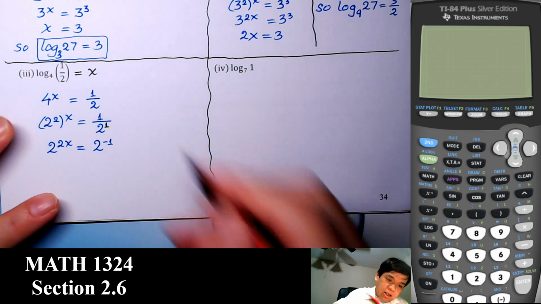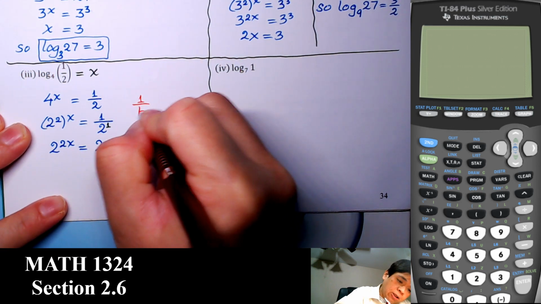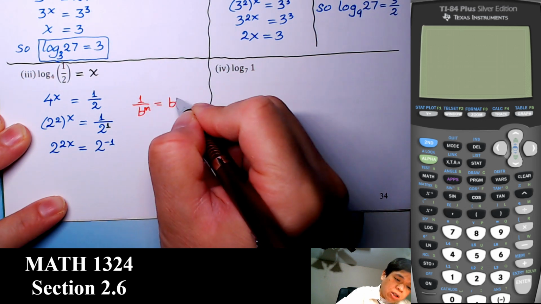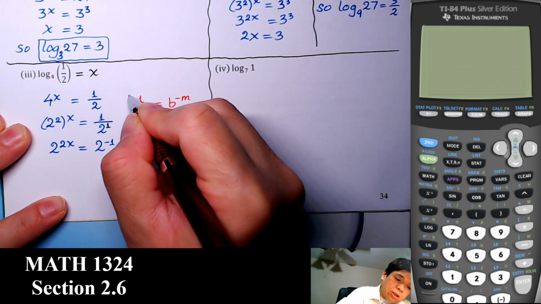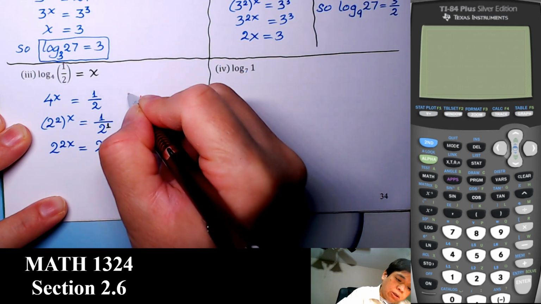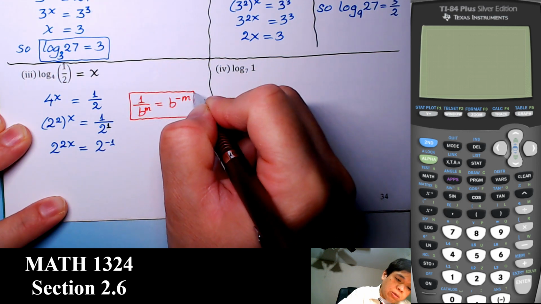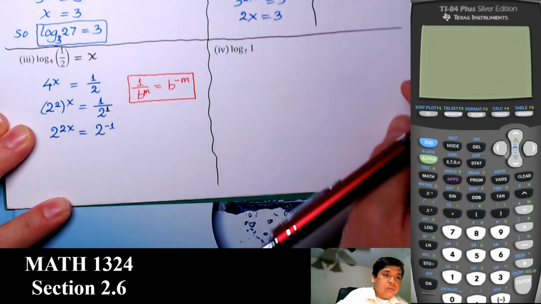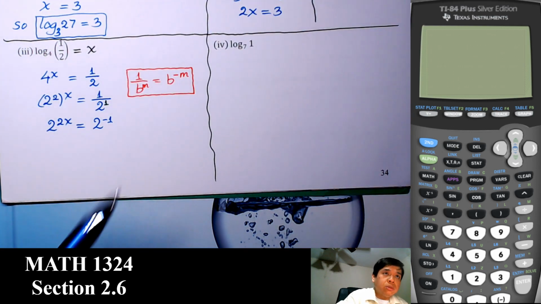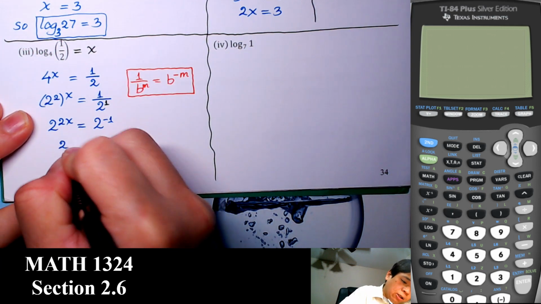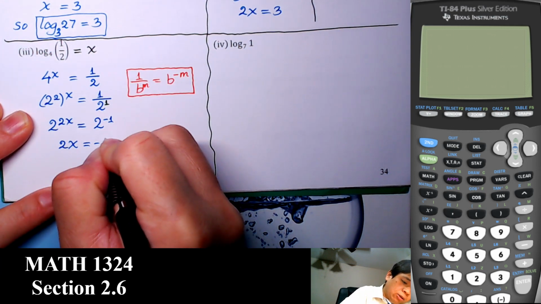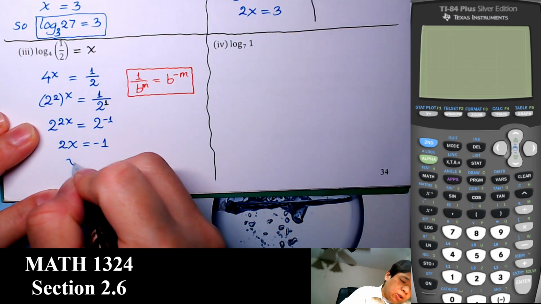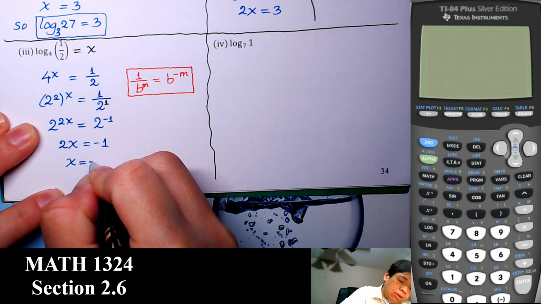Once again, cross the line, move that from bottom to top, change the sign. So we have 2x equal to negative 1. Now we solve for x. Divide by 2 on both sides. So x is equal to negative 1/2.